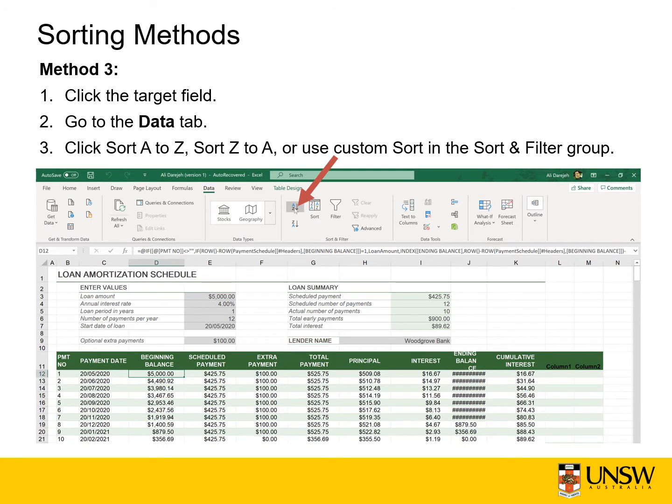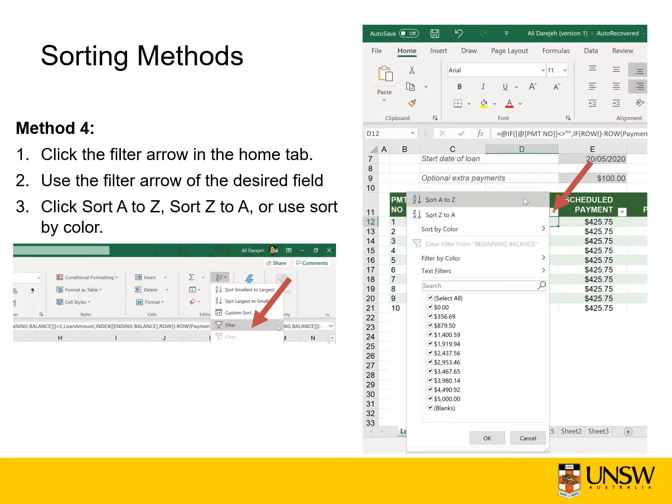The third method is clicking Sort A to Z, Sort Z to A, or using Custom Sort in the Sort and Filter group on the Data tab. And the last method is clicking the Filter arrow in the Home tab to add the filter arrows for the columns. Then use the filter arrow of the desired column to sort its data. Regardless of which method you use, there are several sorting options that depend on the type of data being sorted.